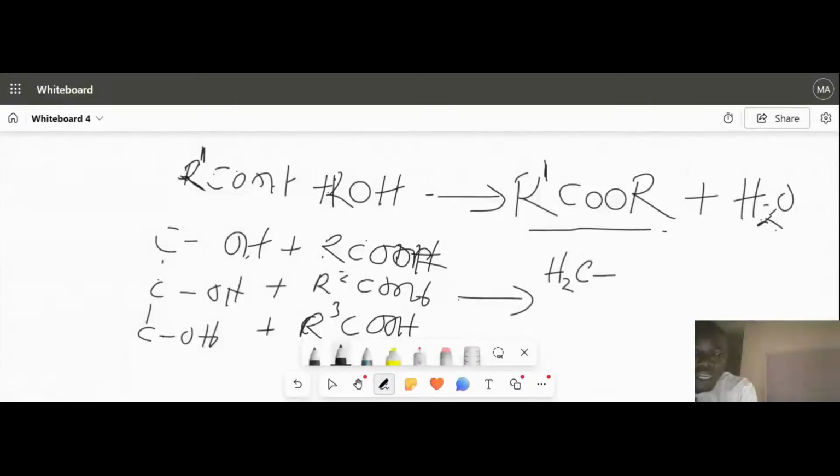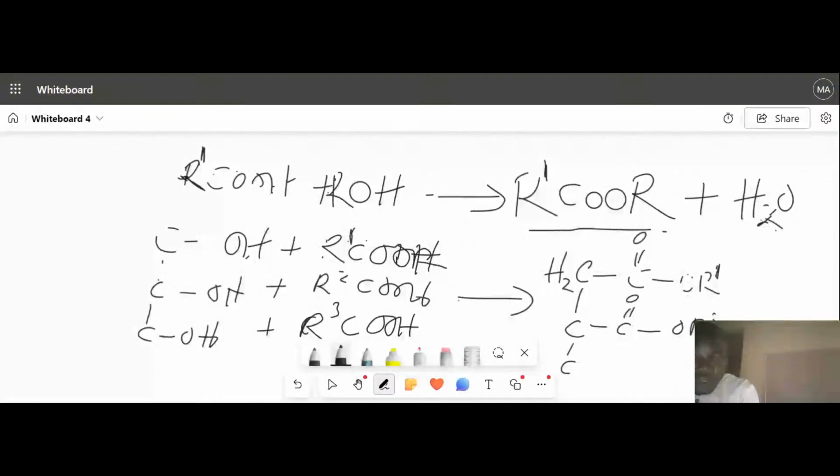So we'll have a carbon here that will form a carbonyl compound with OR1. And for here, we'll also have a carbonyl carbon with OR2, because this one is OR1. So we also have another one here, OR3. So this is the esterification reaction that happens during the formation of fat, and you can clearly see that here there are three esterifications.